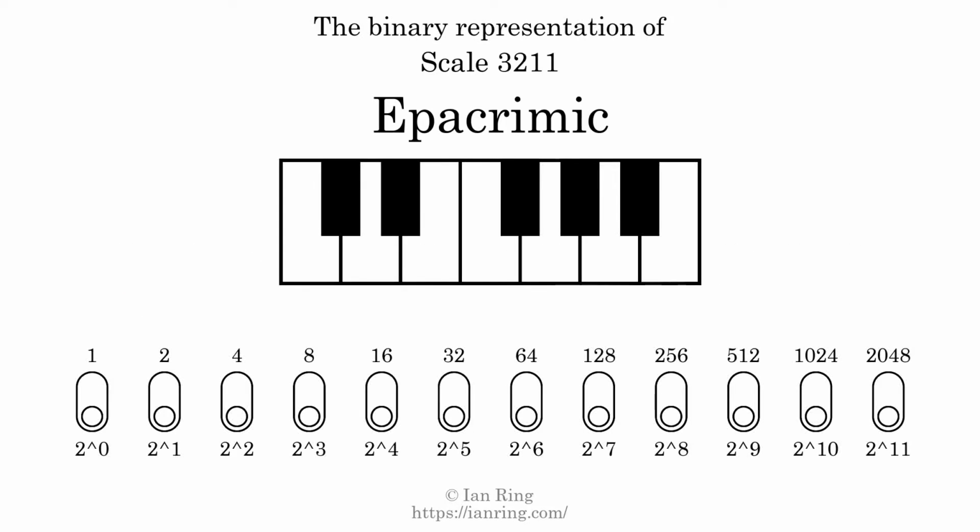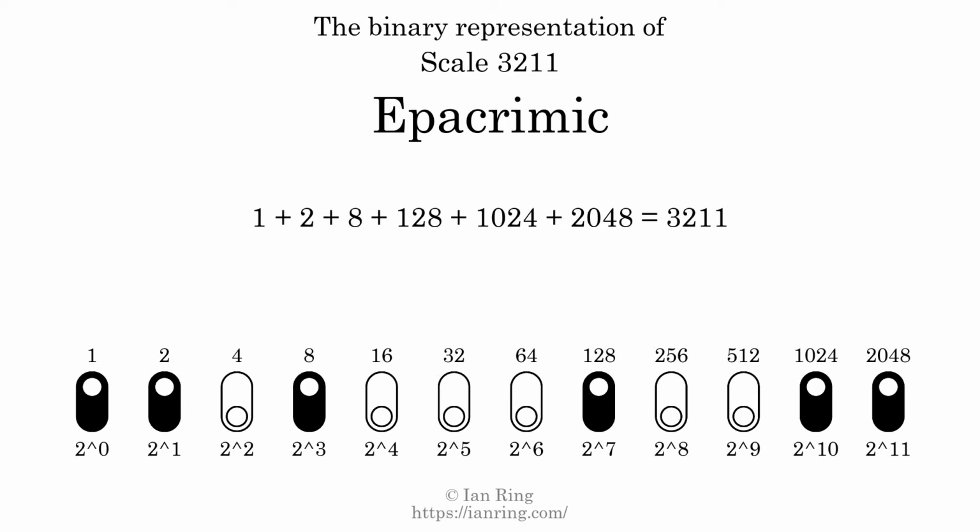The binary representation of this scale is determined by mapping tones of the scale to binary digits. Each binary digit represents a power of 2. To get the scale number, we add the powers of 2 together. The powers of 2 that are present in the scale, all added together, equals 3211. That is why the scale number, in decimal, is 3211.